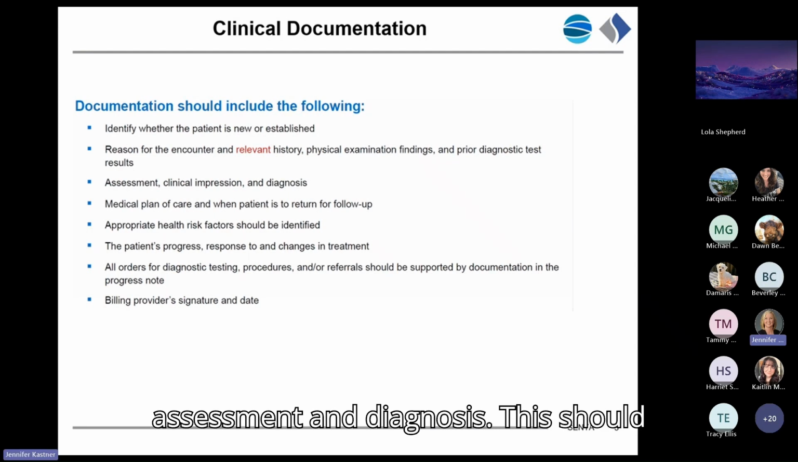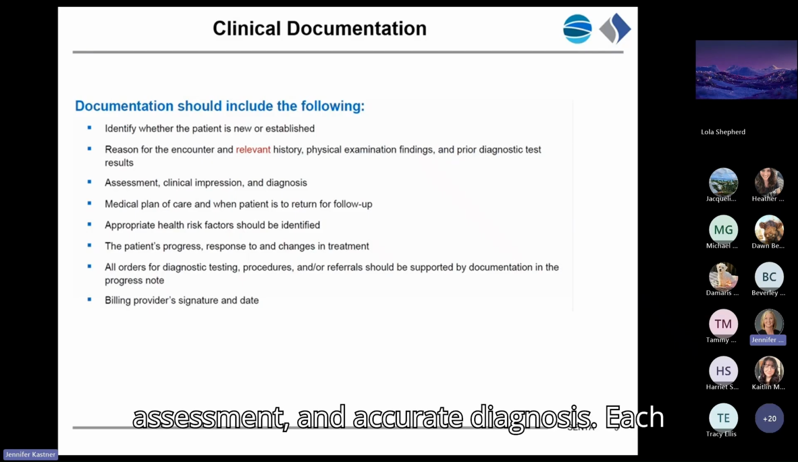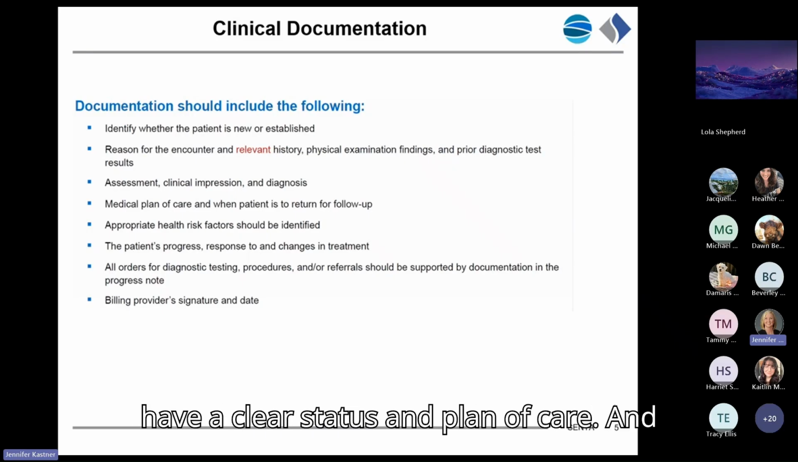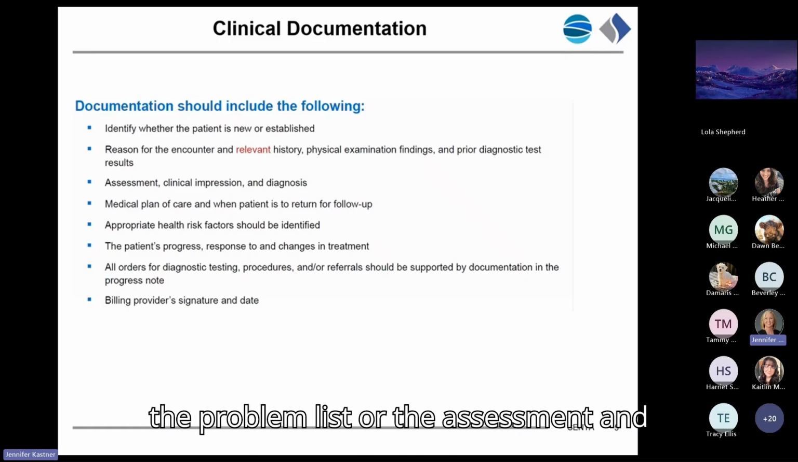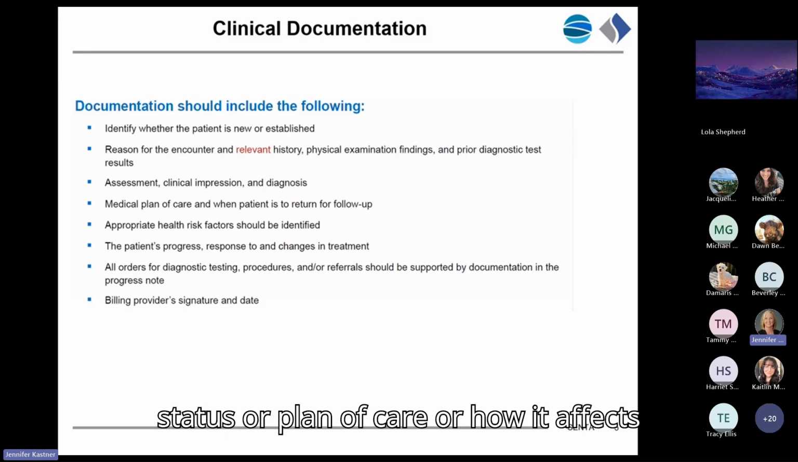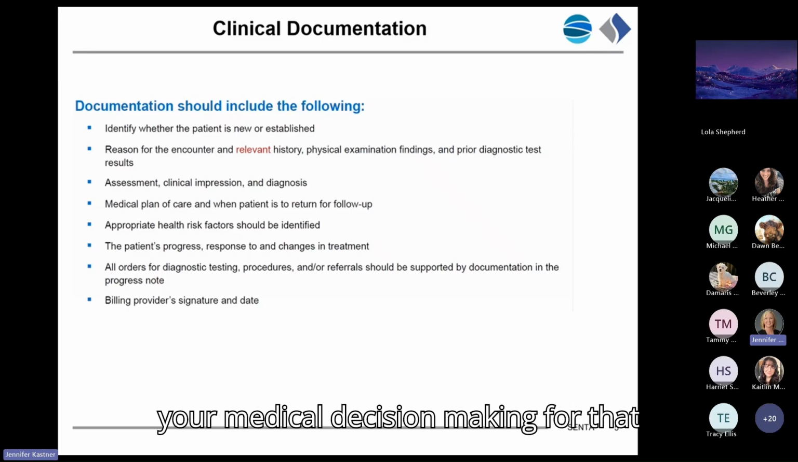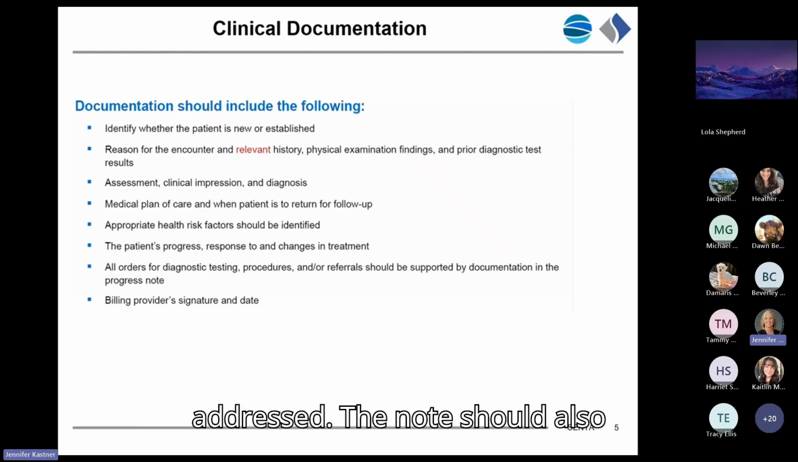Next, the assessment and diagnosis. This should include your clinical impression, assessment, and accurate diagnosis. Each condition that you are addressing should have a clear status and plan of care. And any conditions that are simply listed in the problem list or the assessment and plan portion of the note without a clear status or plan of care or how it affects your medical decision-making for that encounter will not be considered as truly addressed.